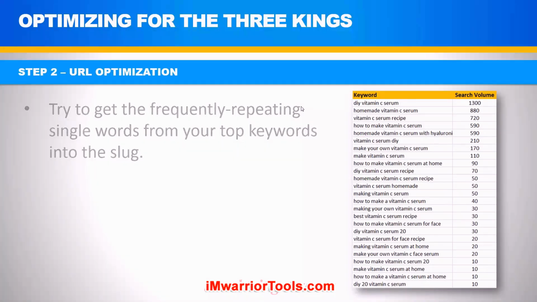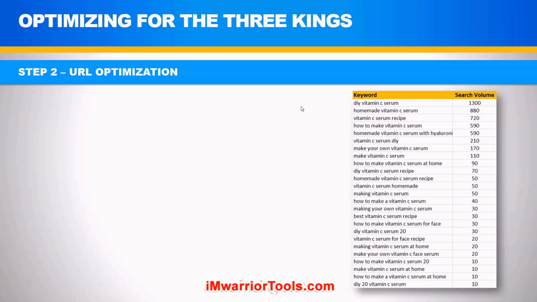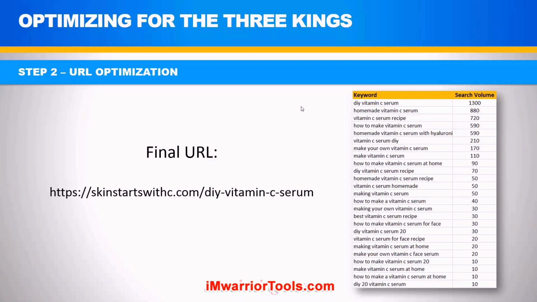Now given this, our final URL that I would choose for Skin Starts with C would be DIY vitamin C serum, right? Why? So I didn't double count any words. I mean, we could argue that the letter C could be a word, but I think that's okay in this case.